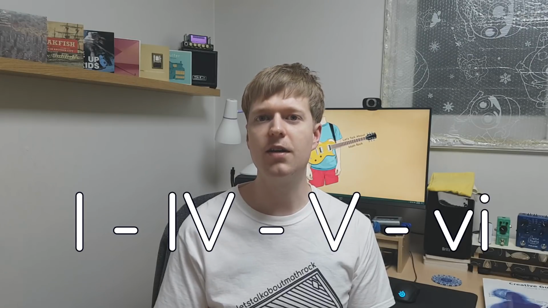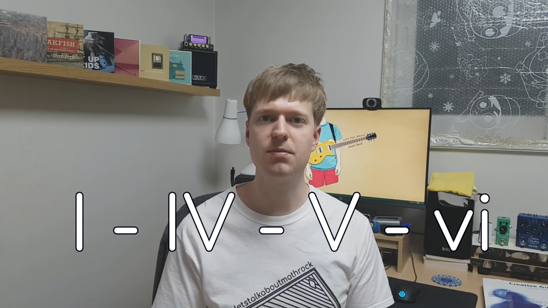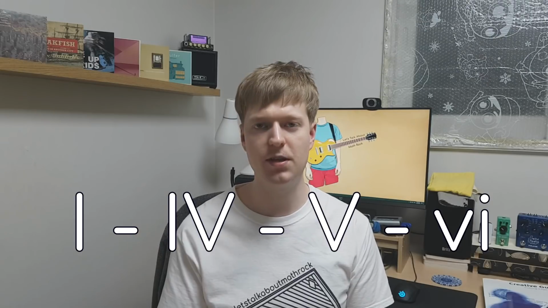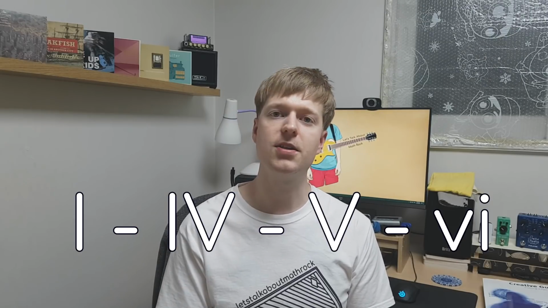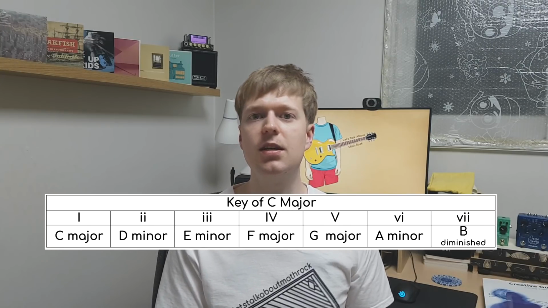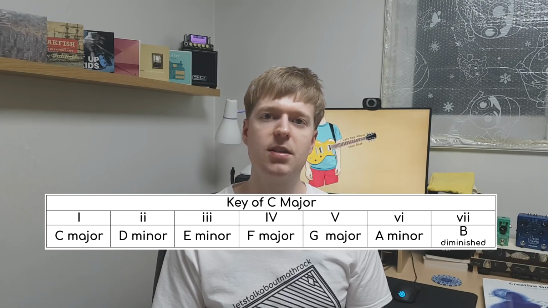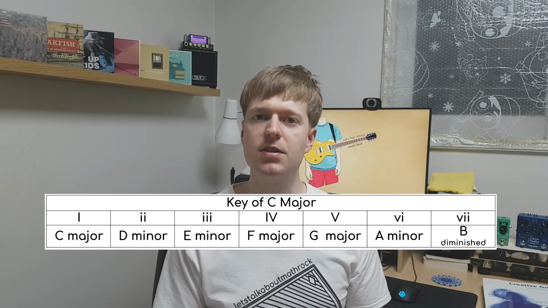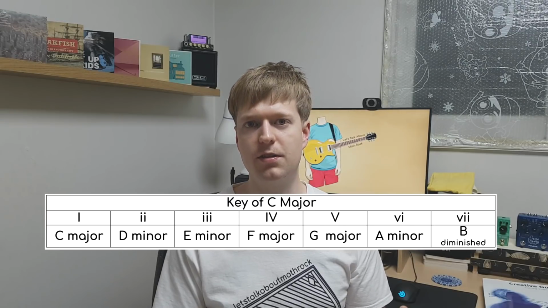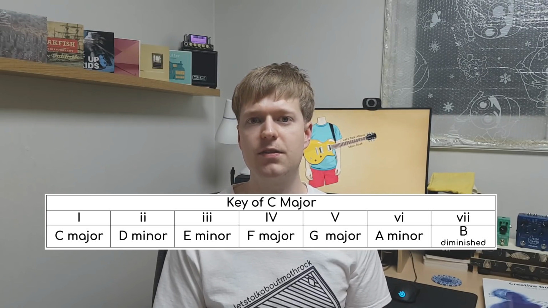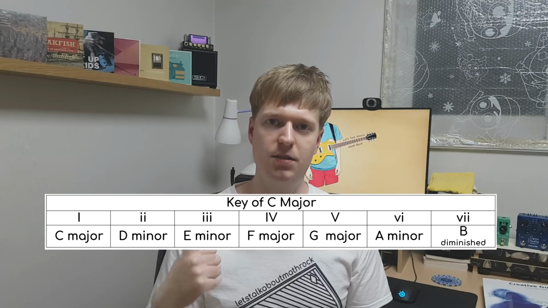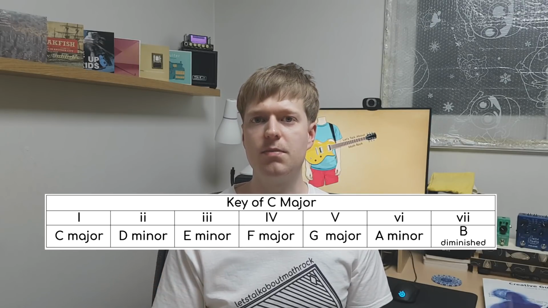These chords were the 1, 4, 5 and 6 of a particular key. So major 1st, major 4th, major 5th and minor 6th. What I mean by this, if you take a key like C major, you have C, D, E, F, G, A, B and back to C. The first is major, so C major, the second is D minor, the third is E minor, the fourth is F major, the fifth is G major, the sixth is A minor, the seventh is B diminished, and then back to the C.